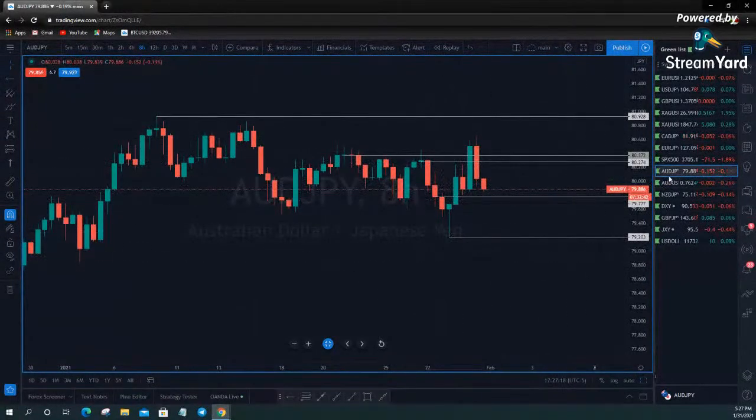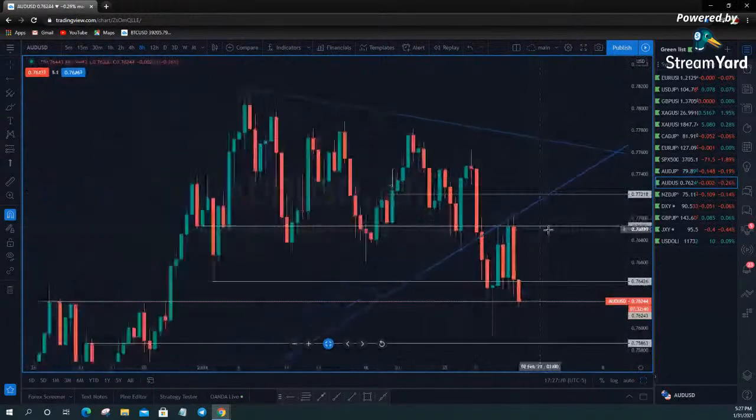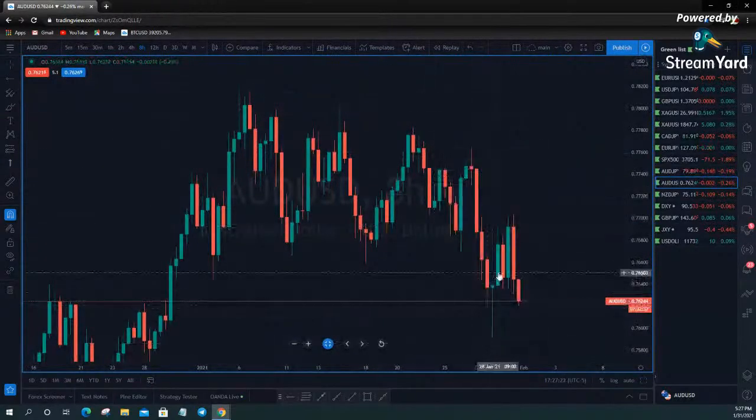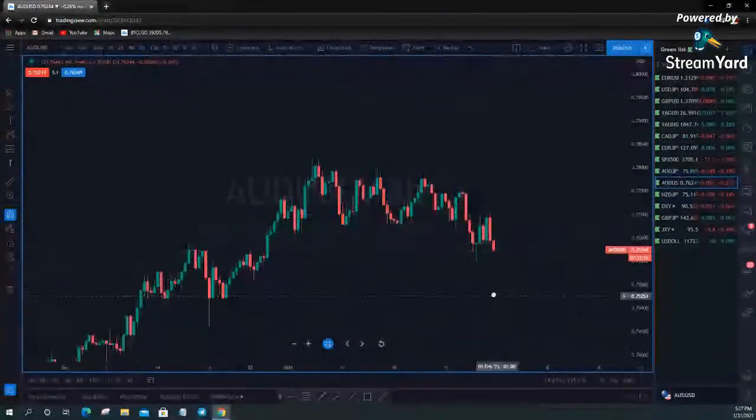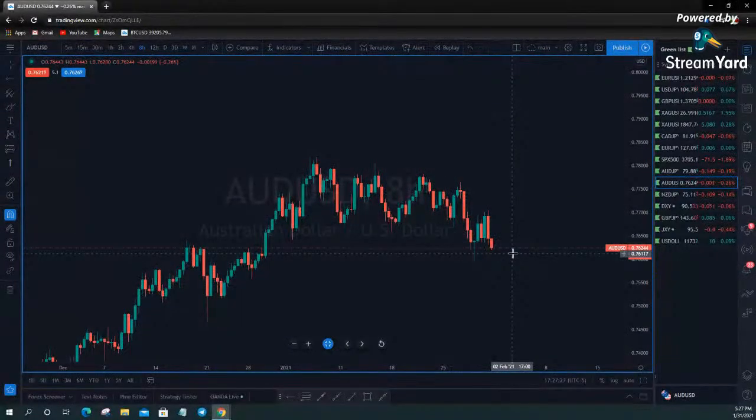All right. Aussie dollar, it's weak. Anything paired against the dollar right now, if the dollar is moving higher, is going to move lower unless it's stronger than the dollar.